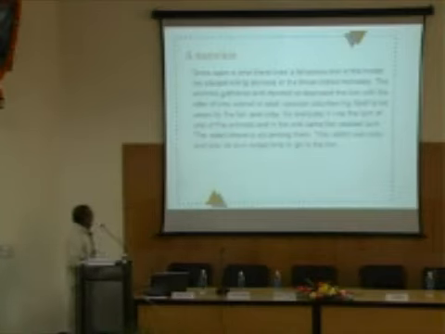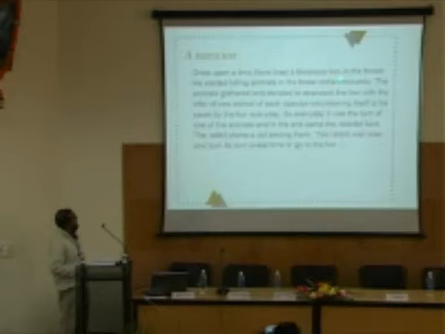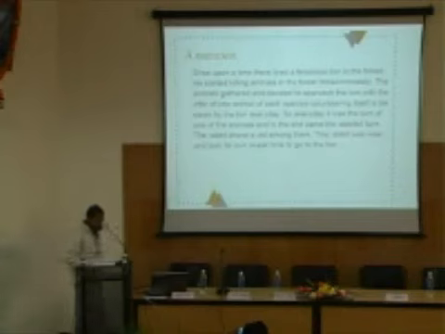Let us read a simple narration. Once upon a time there lived a ferocious lion in the forest. He started killing animals in the forest indiscriminately. The animals gathered and decided to approach the lion with the offer of one animal of each species volunteering itself to be eaten by the lion every day. So every day it was the turn of one of the animals, and in the end came the rabbit's turn. The rabbit was wise and took its own sweet time to go to the lion, and the narration goes on.